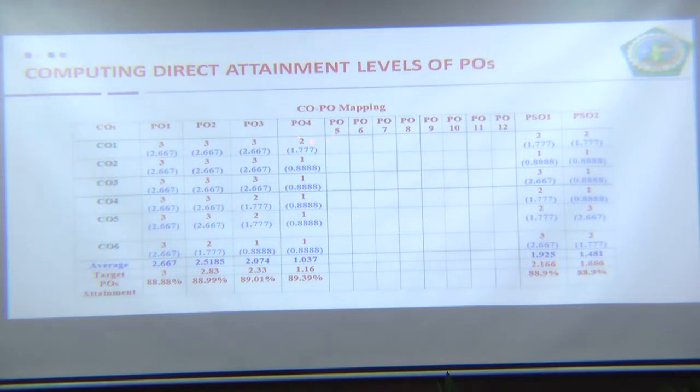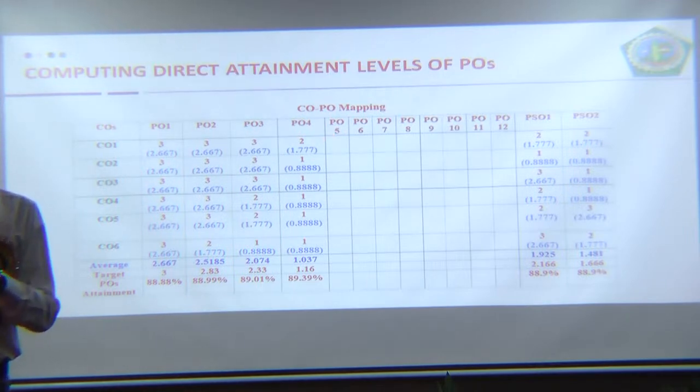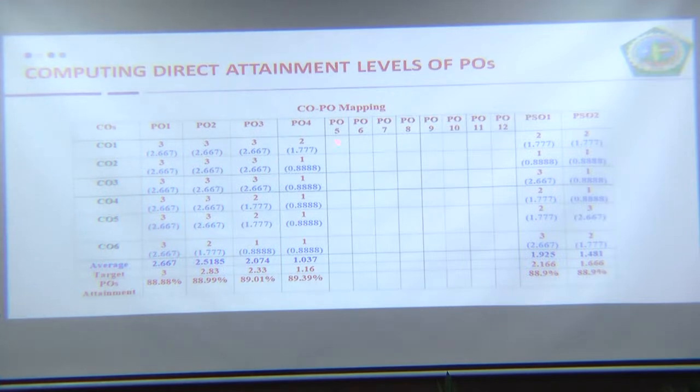Now here correlation is 2. So for this 2.667, I will do 2.667 into 2 by 3. Did you understand? So it means that value is 1.7. If the correlation level is 1, it will be 2.667 into 1 by 3. So this is one way. This is for CO1, then CO2. Now this is my average. Whatever these numbers are in blue, I have taken the average of that, and this is my average PO attainment corresponding to this subject series. And these are the target levels, and this is the percentage PO attainment.